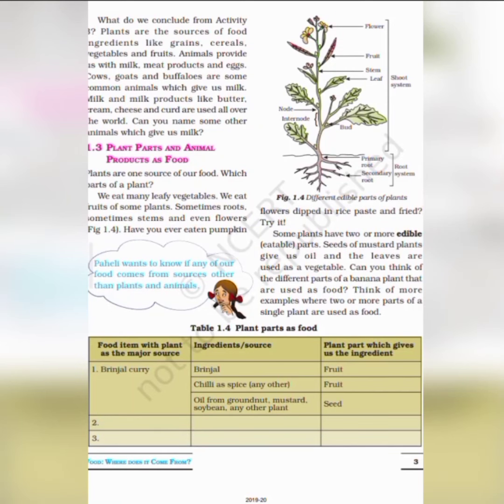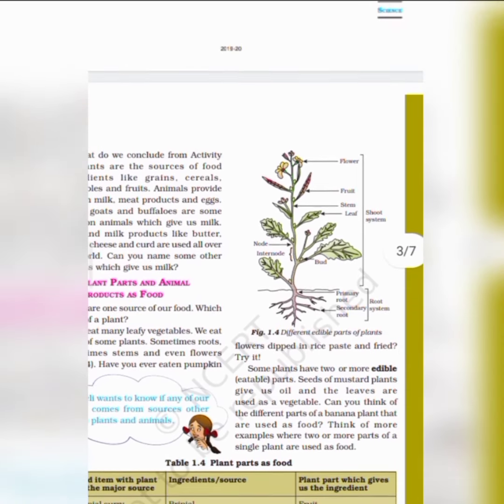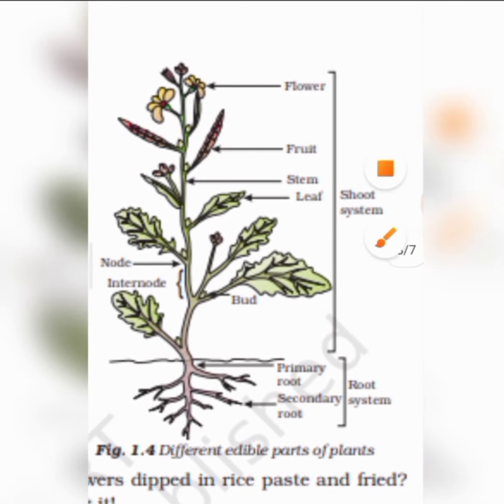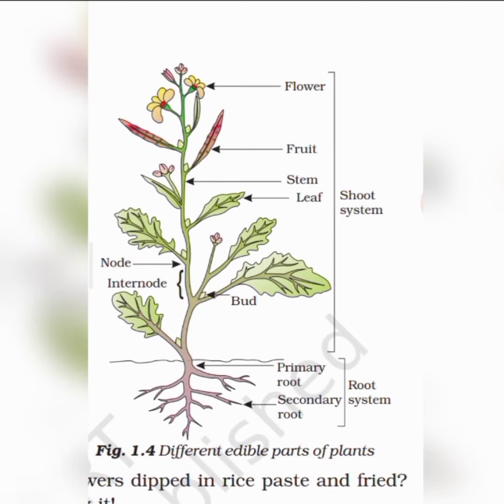So here is table 1.4, plant parts as food. First is brinjal curry, their ingredients and which plant part gives these ingredients. Likewise we have to fill this table. And here there's a diagram over here. This diagram shows the different edible parts of a plant.